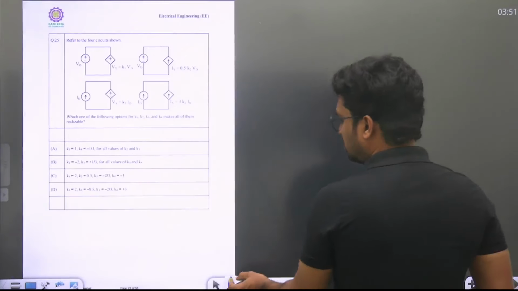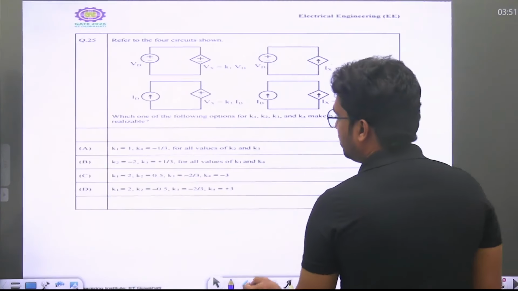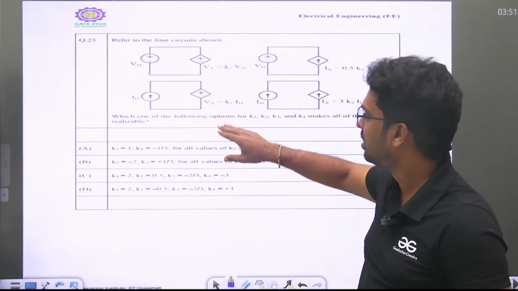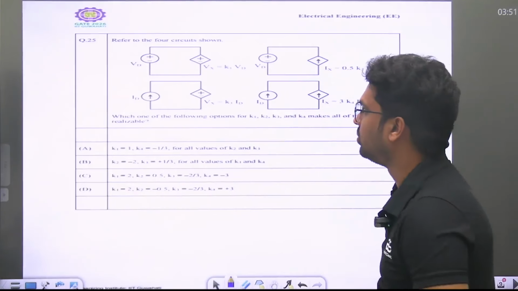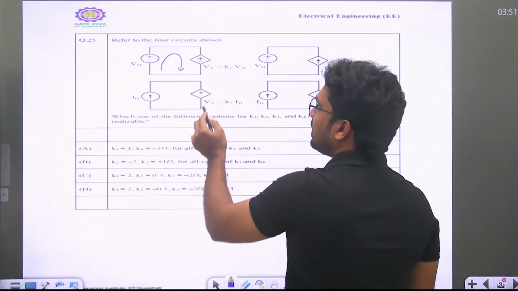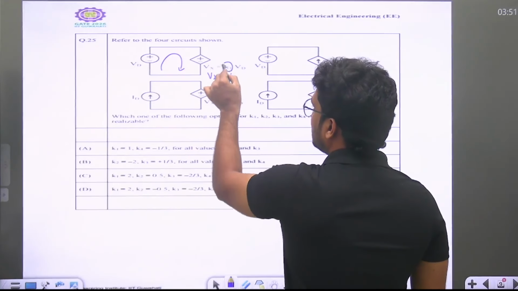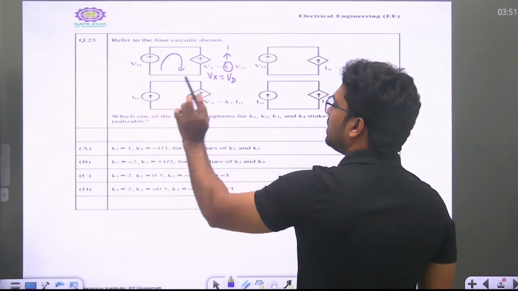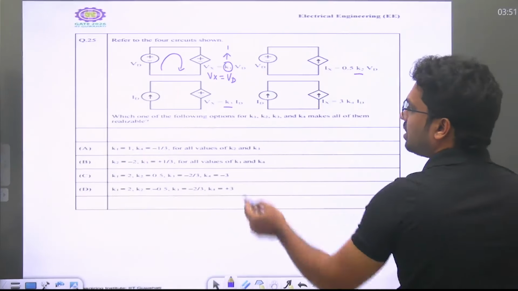This question is very tricky, I mean a conceptual question. You can see, refer to the four circuits. It is a very basic violation of KCL, KVL conditions. Which of the following options K1, K2, K3, K4 makes all of them realizable? You can see here, when they are in parallel, to satisfy KVL, VD must be equal. So my Vx must be equal to VD. So K1 must be equal to 1 compulsorily. If you have a current source and voltage source in parallel, they can be any value. Similarly, if you have a voltage source and current source, they can be any value. So K2, K3 can be any value.